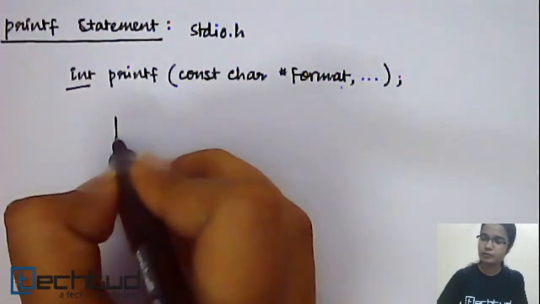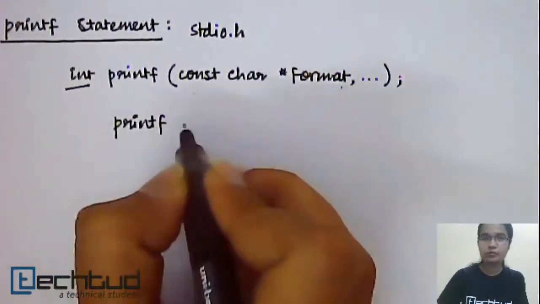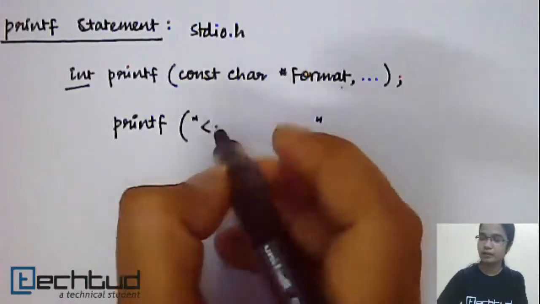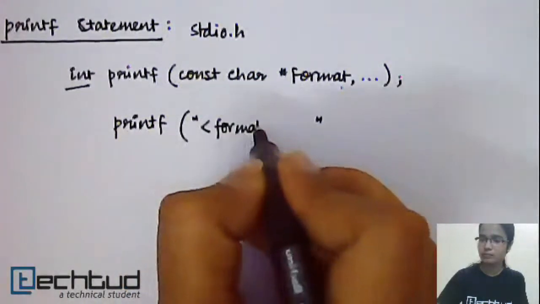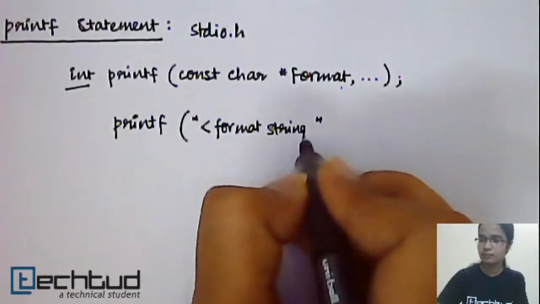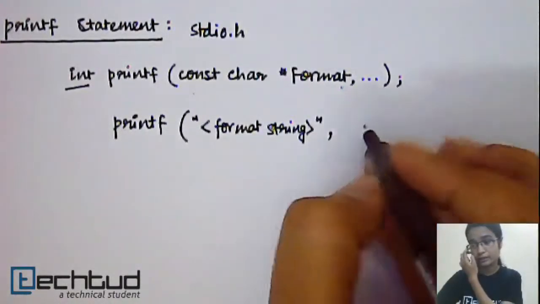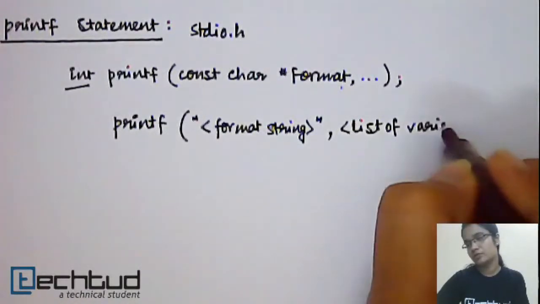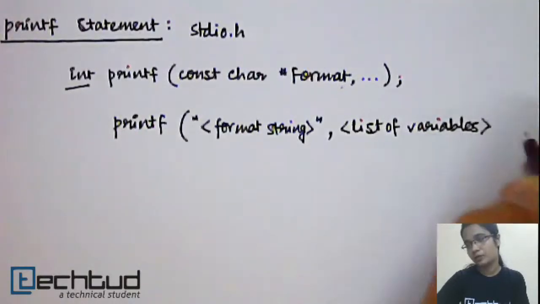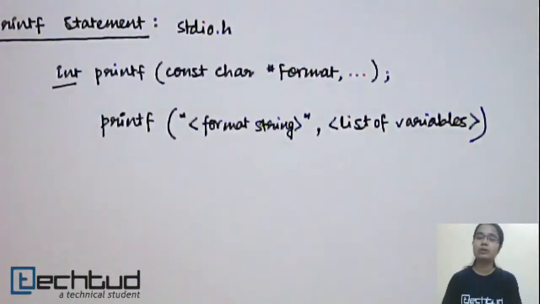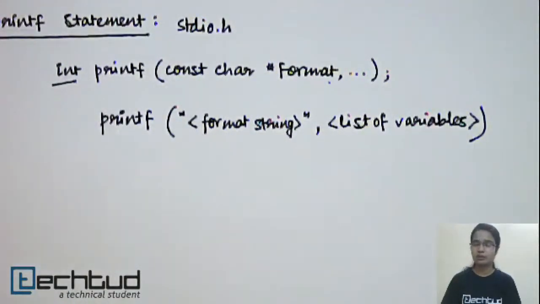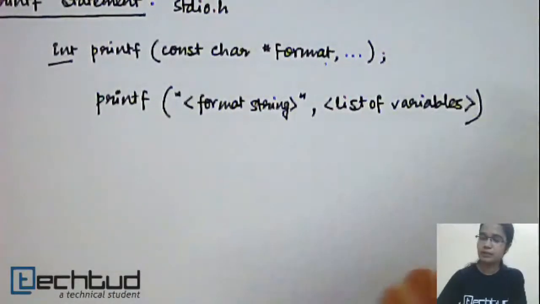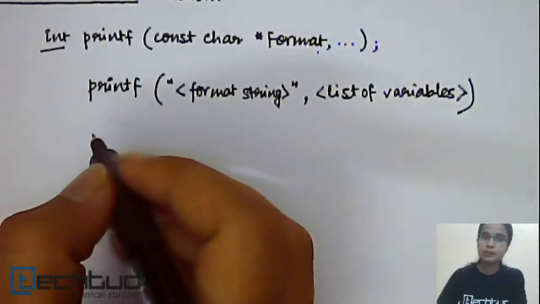Usually how we use the printf function is like this. We write printf and within a set of double quotes we write the format string, and after a comma sign we write the list of variables or constants whose values need to be printed. Printed to what? Printed to your standard output, which is your monitor. So this is the printf statement, and let's take an example and explain it.